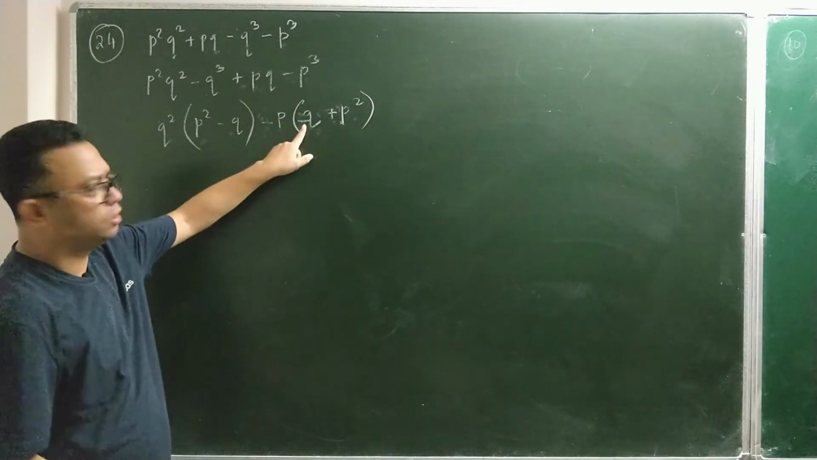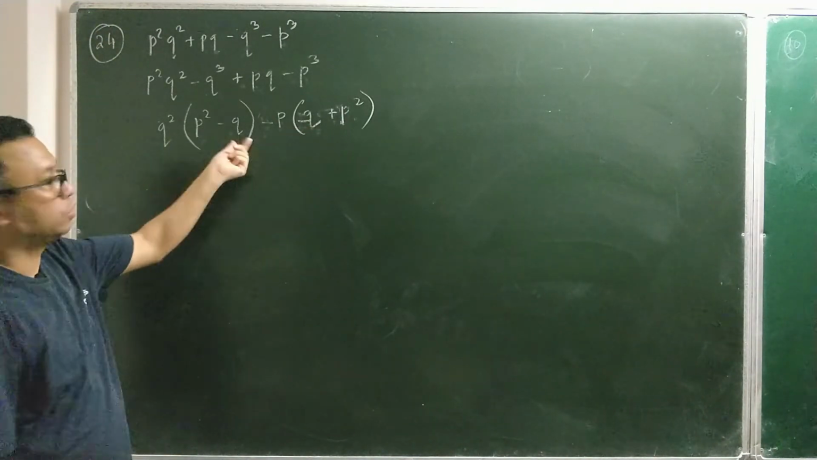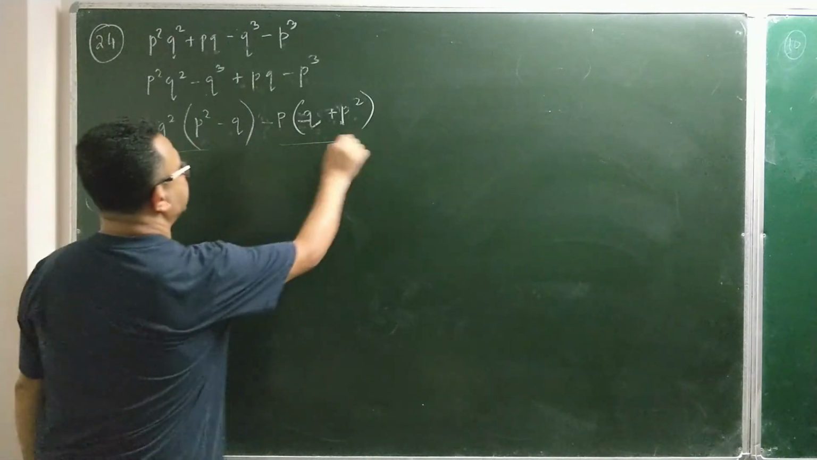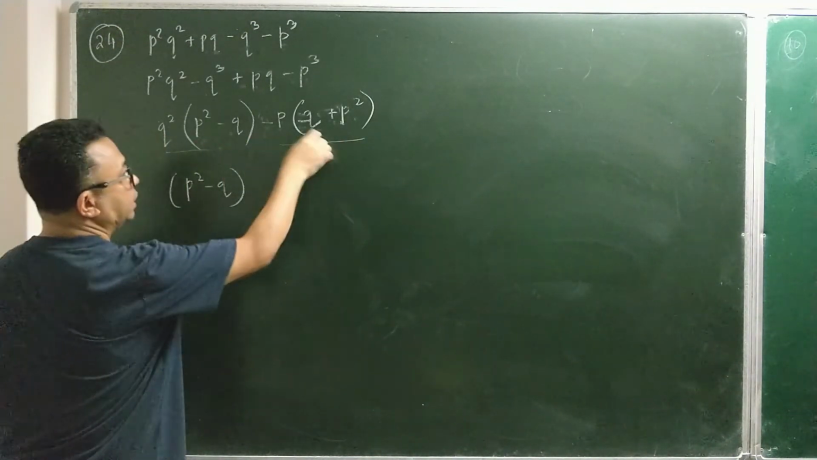It really doesn't matter, sir. You have written minus q first, it doesn't matter. It is p square minus q. Here also p square minus q. So again between this and this, if you are taking common, so it is p square minus q is common. It is here also and here also.